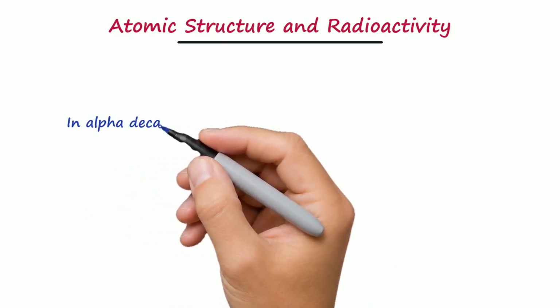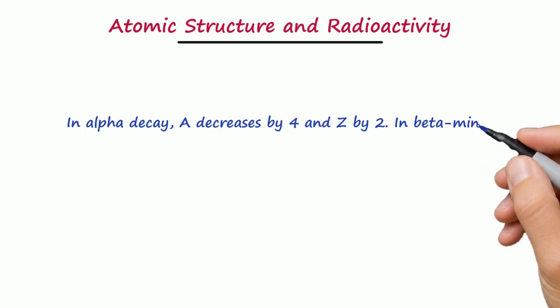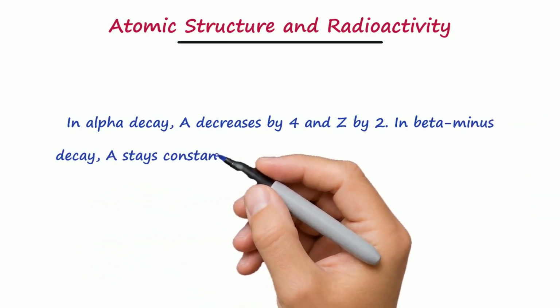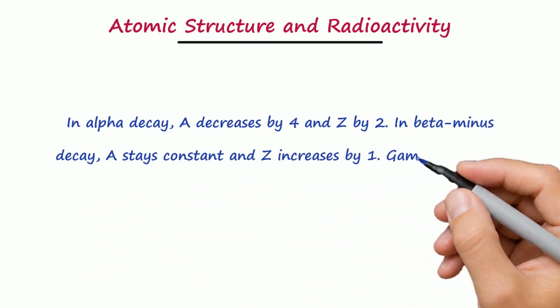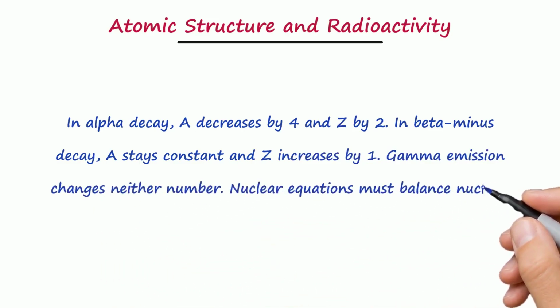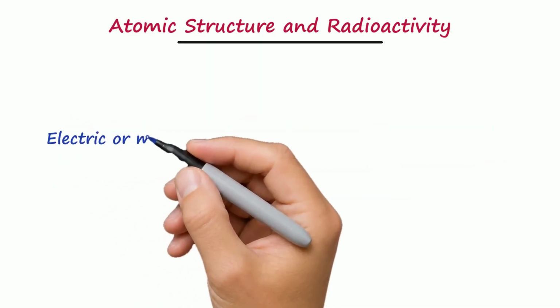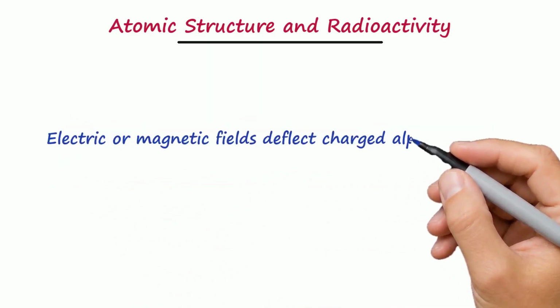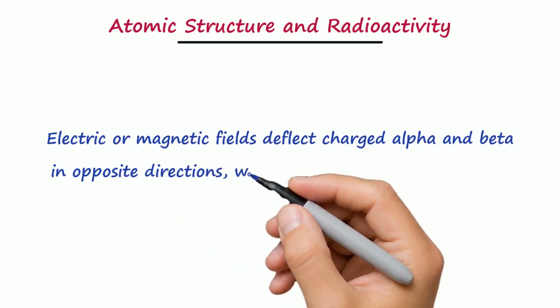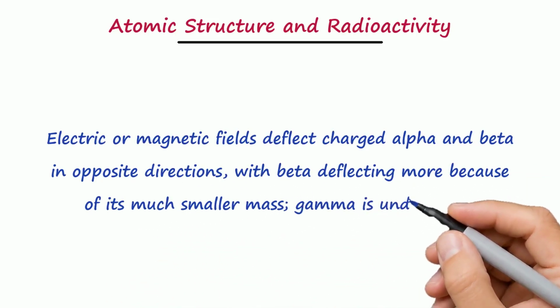In alpha decay, A decreases by 4 and Z by 2. In beta-minus decay, A stays constant and Z increases by 1. Gamma emission changes neither number. Nuclear equations must balance nucleon and proton numbers. Electric or magnetic fields deflect charged alpha and beta in opposite directions, with beta deflecting more because of its much smaller mass. Gamma is undeflected.